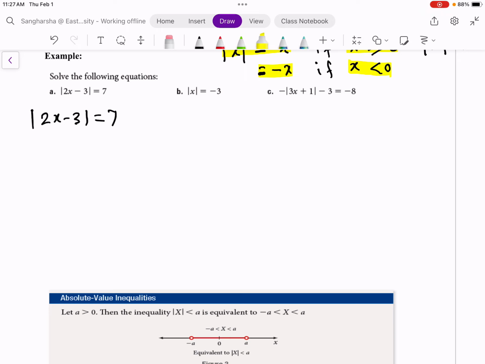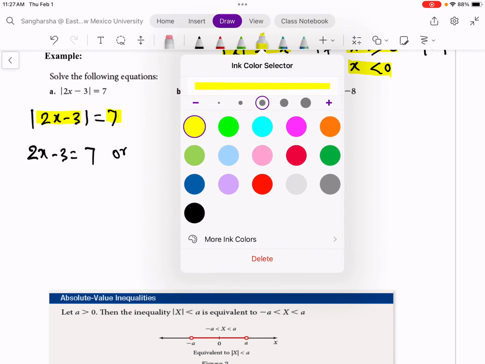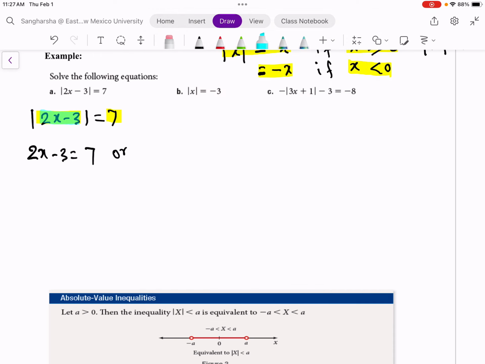So you write down whatever you have inside the absolute value. Okay, we have 2x minus 3. 2x minus 3 equals positive of whatever you have on the right side. We have 7. Or, now you write down the same expression again, 2x minus 3 equals negative of whatever you have on the right side, which is negative 7. So you are writing the same expression which you have inside the absolute value equals positive, or the same expression equals negative of the right side.